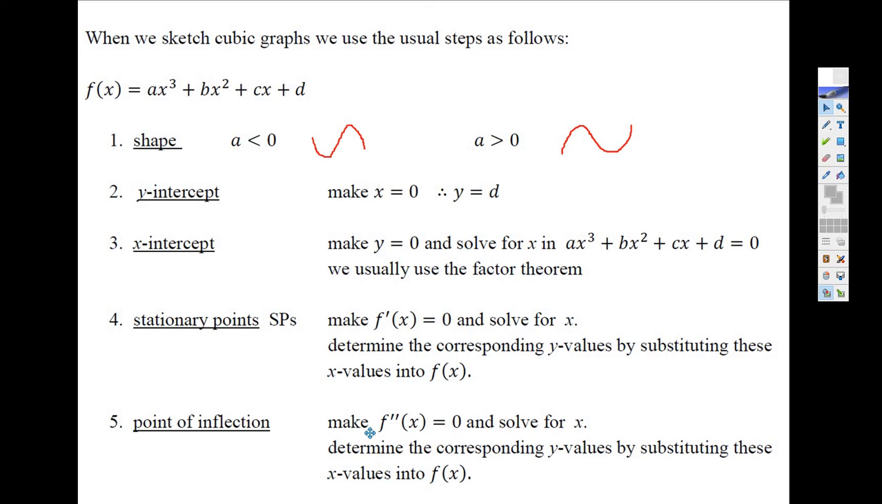So second derivatives tell you all about concavity. And if you do have x values for stationary points and inflection points, if you want the y values, you always go back to the original function. And that's how you do it. So that's our introduction.